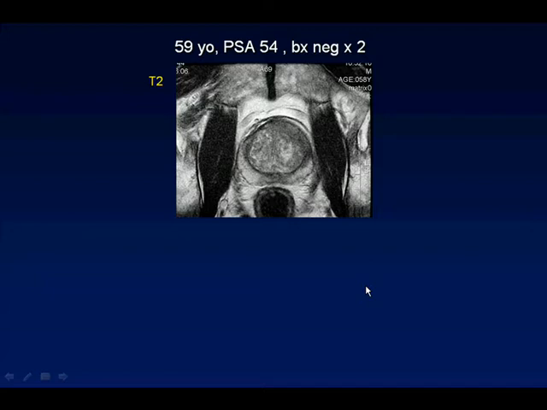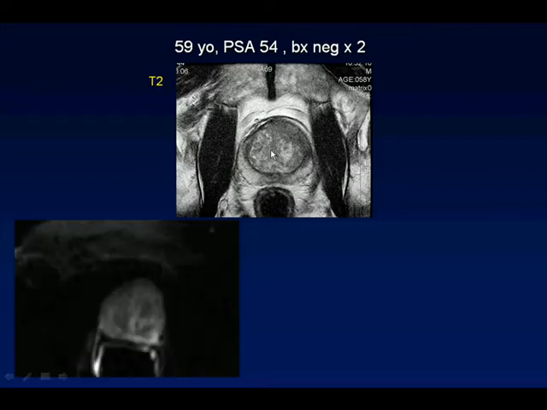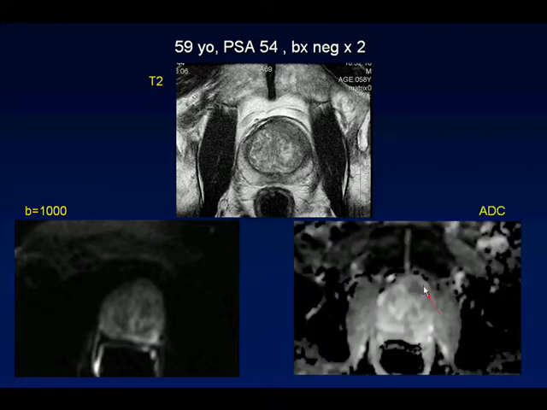Another case, a PSA of 54 and negative biopsies. Again, nothing really obvious in the peripheral zone. And then on T2, you wonder about this area here. It looks a little bit different from the rest. On the diffusion, not that obvious in the DWI, but on the ADC diffusion map, you can see that that area is dark. So we're able to target that lesion and do the biopsy.